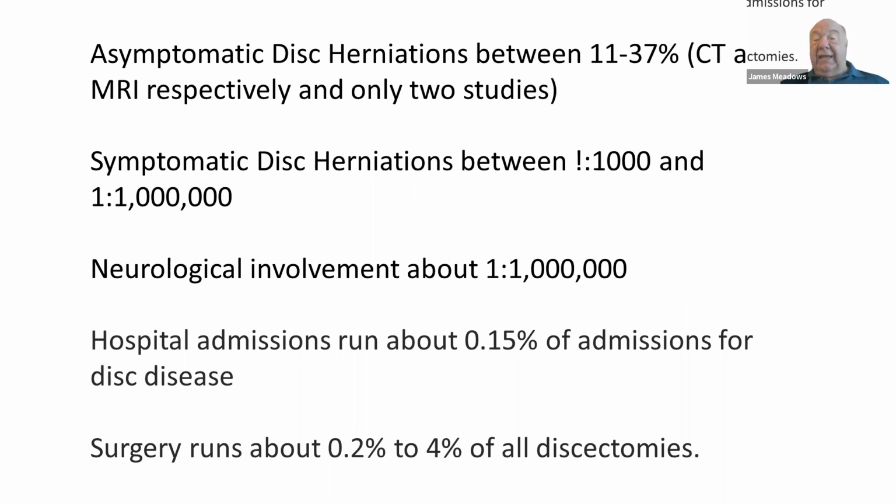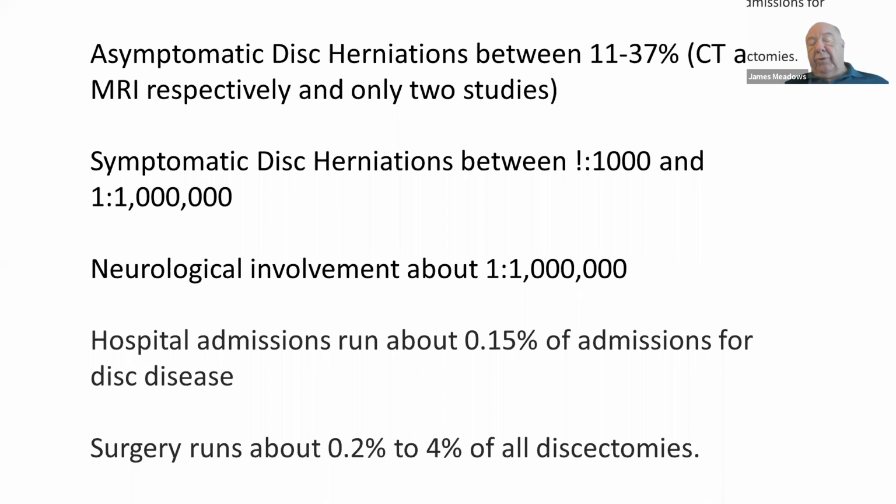Symptomatic disc herniations, again, look at these numbers. It is absolutely ridiculous. Symptomatic disc herniations are anywhere between 1 in 1,000 in incidence and 1 in 1 million. So we've got a 1,000 times difference between the upper end and the lower end, which shows you that nobody really knows what they're talking about here. The one number that does seem to crop up fairly frequently on different studies, and as I say, there's not many of them, but neurological involvement, either cord or nerve root, is about 1 in 1 million. So this is extremely rare.